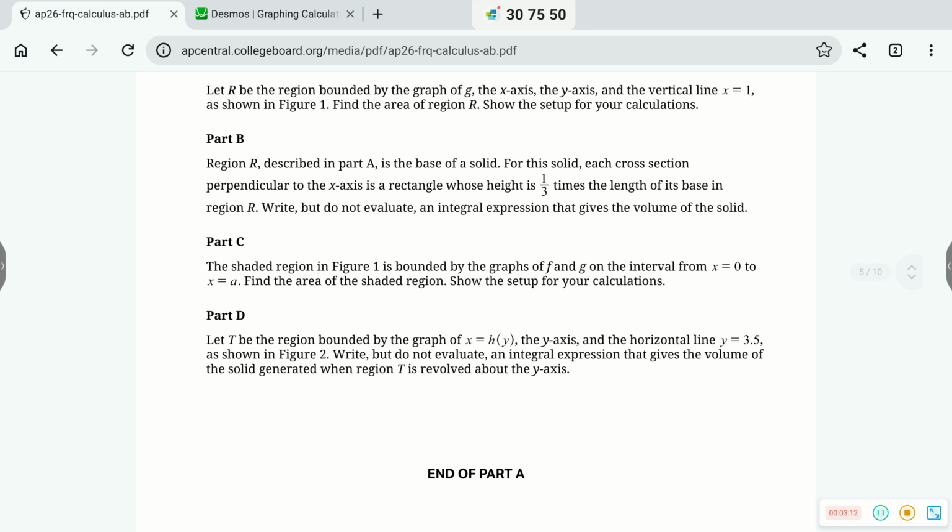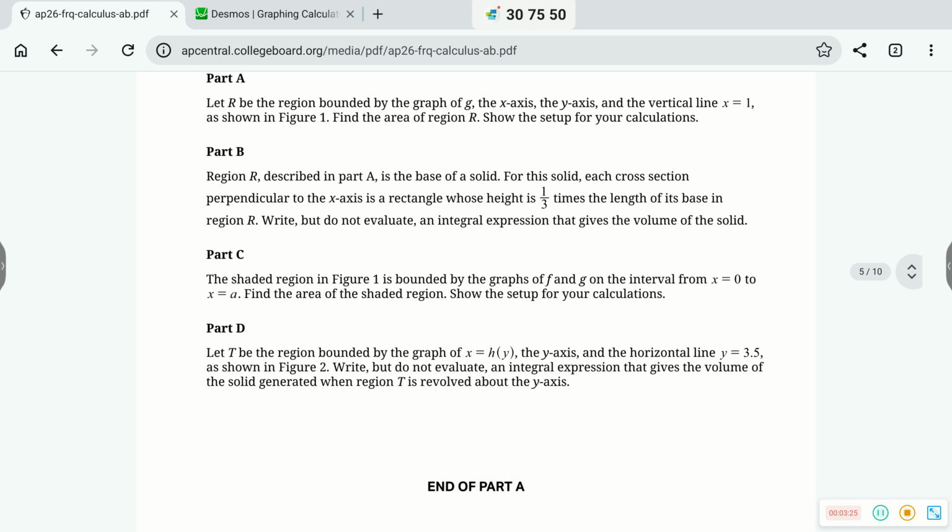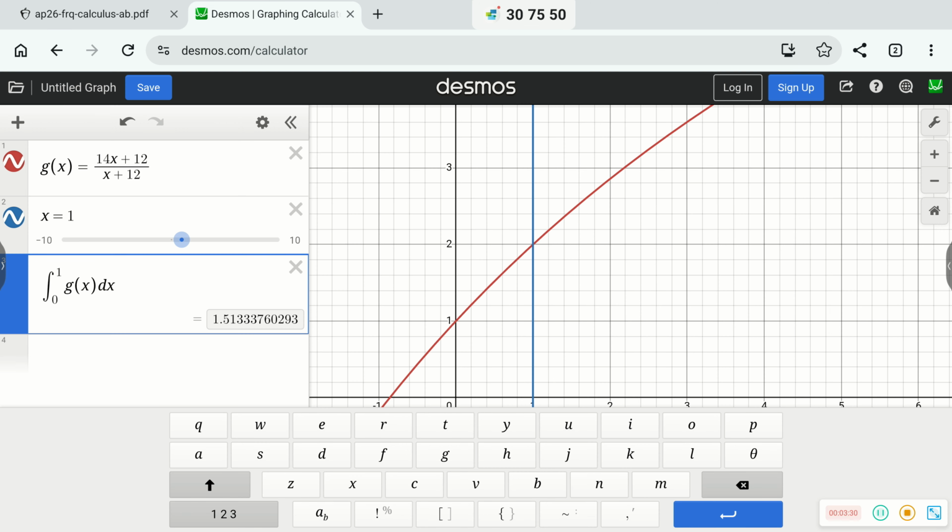All right, so region R is the base of a solid. For this solid, each cross section perpendicular to the x-axis is a rectangle whose height is 1/3 the length of its base in region R. Okay, so that region R is from number 1. Right, so it's a simple extension. It's just all about understanding what's going on.